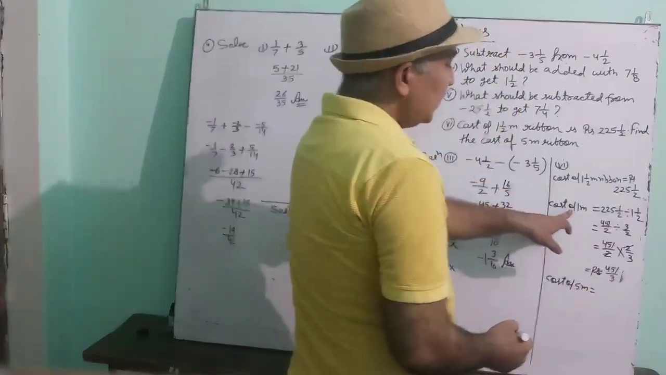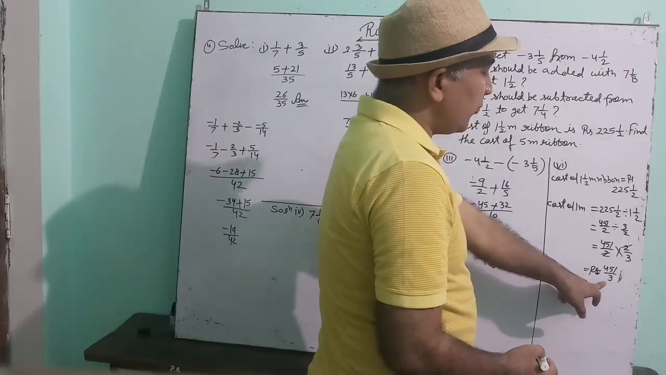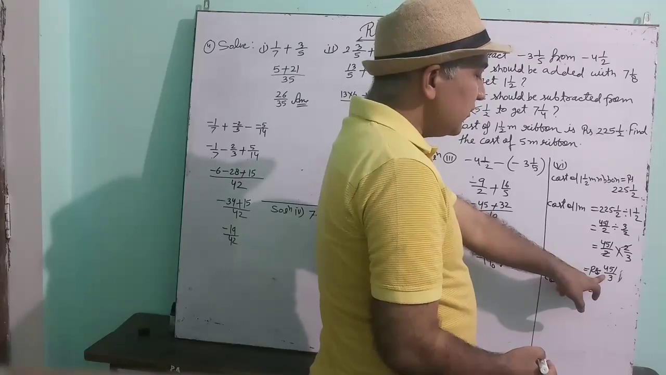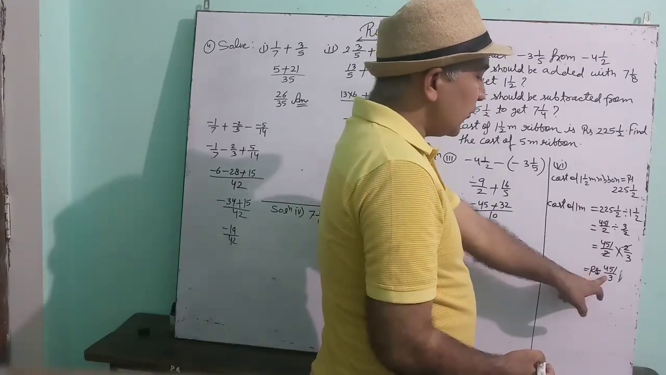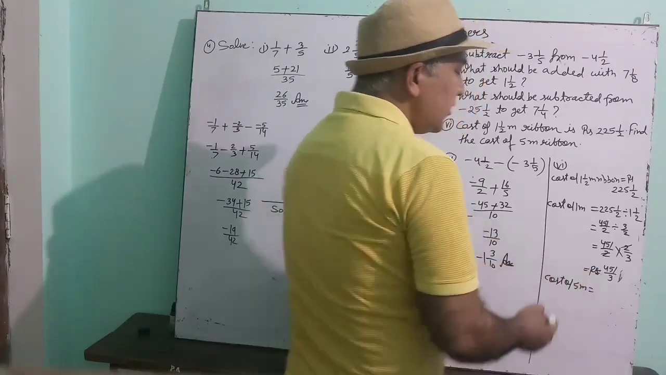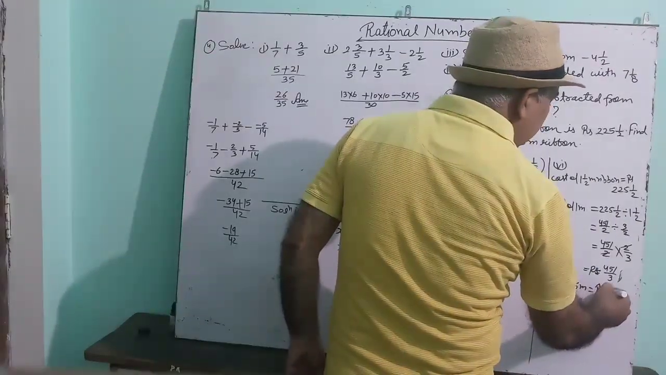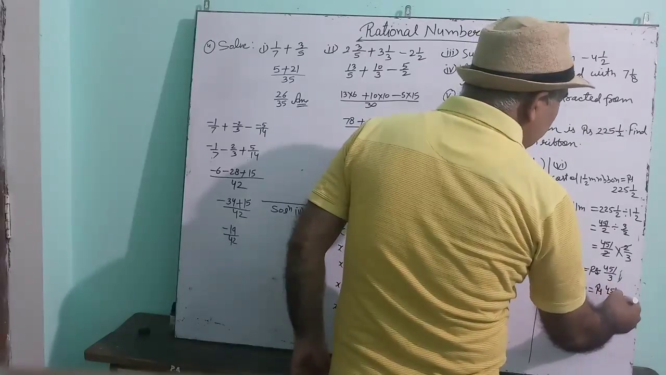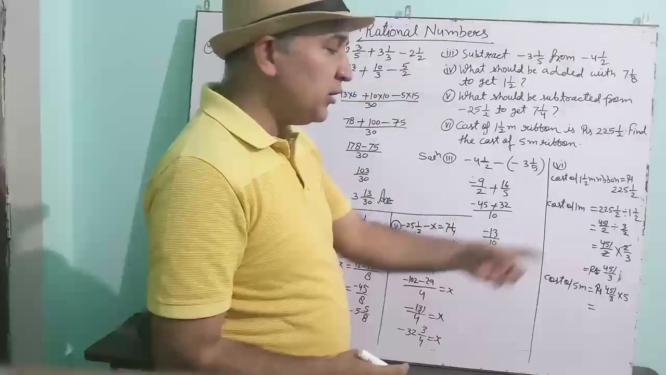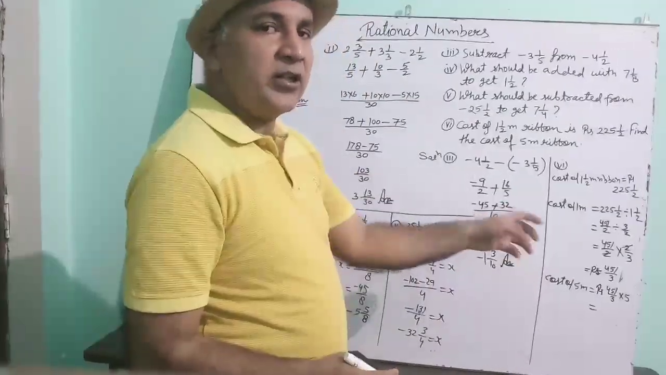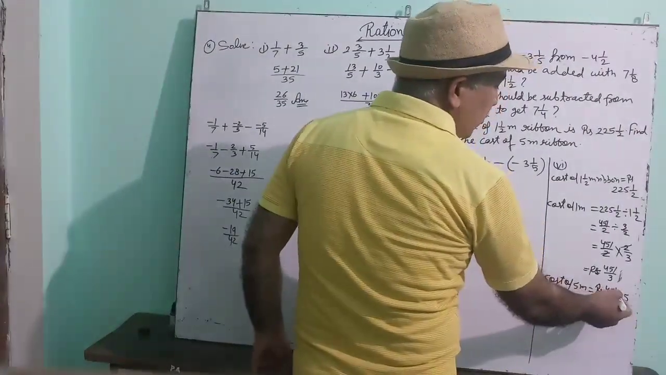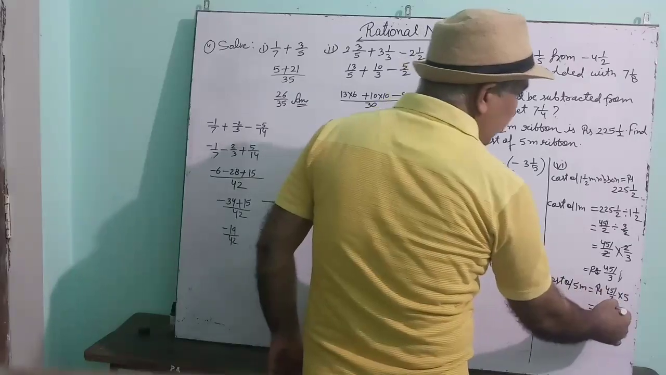Now see, the cost of 1 meter is 451 upon 3 rupees. Then the cost of 5 meter will be more than this. So 5 will be multiplied with it. Rupees 451 by 3 is multiplied by 5. And in the case of multiplication, numerator is multiplied by numerator, denominator is multiplied by denominator. 5 has no denominator, which means 5 is the numerator. So multiply 5 with the numerator.